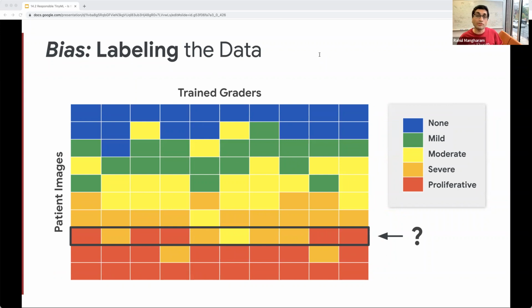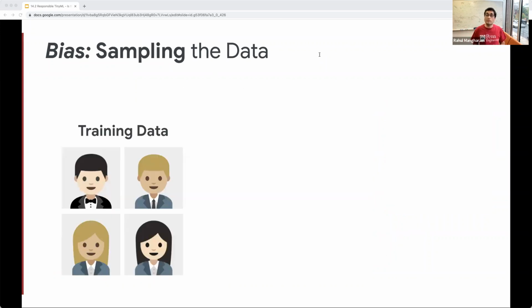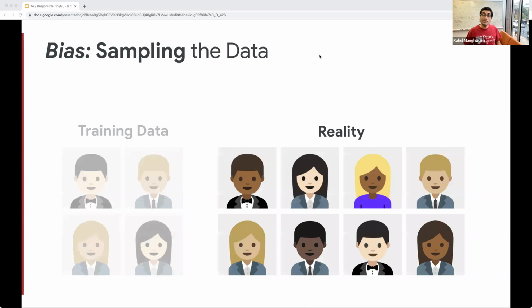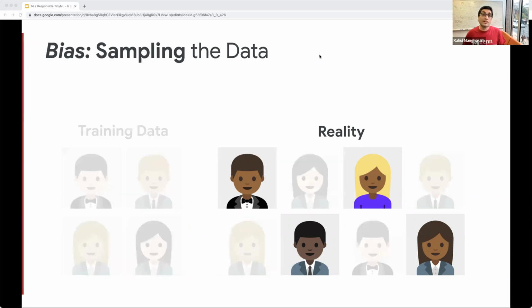Another form of bias relates to how we sample the data when we are using it to train. Imagine we are training a model to respond to a wake word, and our dataset looks like this, with mostly white individuals. Now, let's suppose that the data doesn't accurately represent reality, where users are significantly more diverse. What will end up happening is that our model will perform less well for individuals who aren't represented in the training dataset.